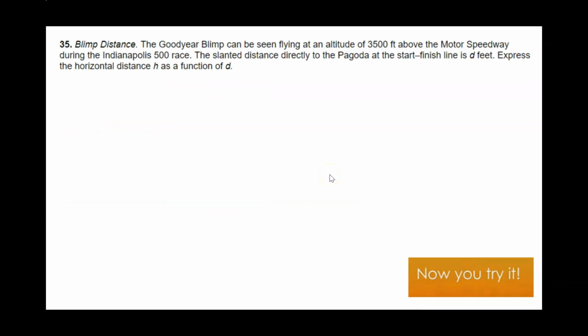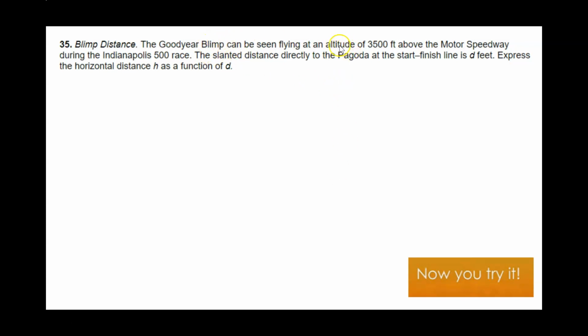When working with word problems, it's always best to try your best to draw a picture of what's going on, because the picture is going to tell a lot. Once you get that picture going, then you'll know what formula, what procedure to use to help you with this problem.